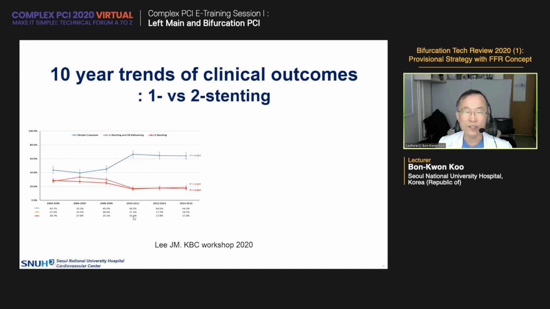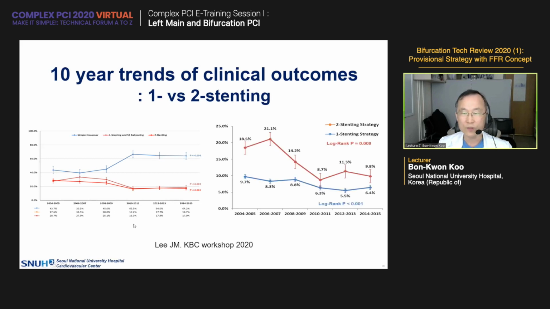So I showed you earlier, this is a 10-year trend of Korean bifurcation treatment. You may wonder about the outcomes: while we are using more and more provisional strategy, the outcomes get better. It's good that the 2 stenting strategy has become far, far better than 10 years ago, but still the outcome is better with the upstream provisional strategy. And this is why I argue that the provisional strategy is still a standardized approach.